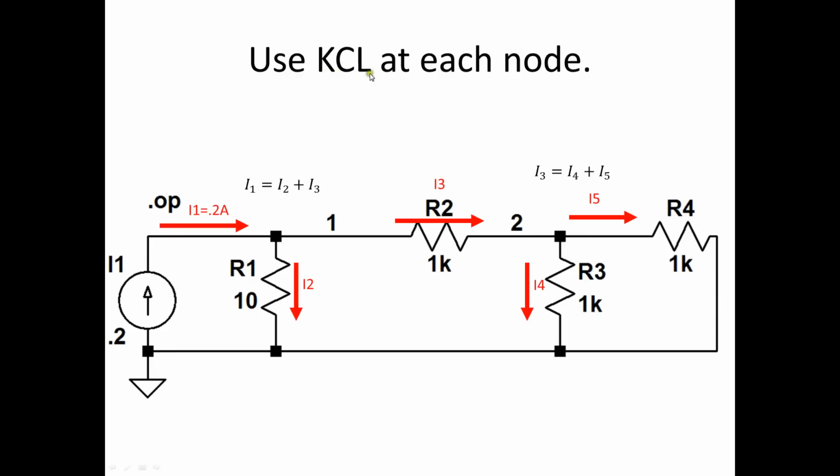Now we're going to use KCL at each node. Since I1 is going into the node and I2 and I3 are coming out, I1 equals I2 plus I3. And now I3 is going into node 2, while I4 and I5 are coming out.